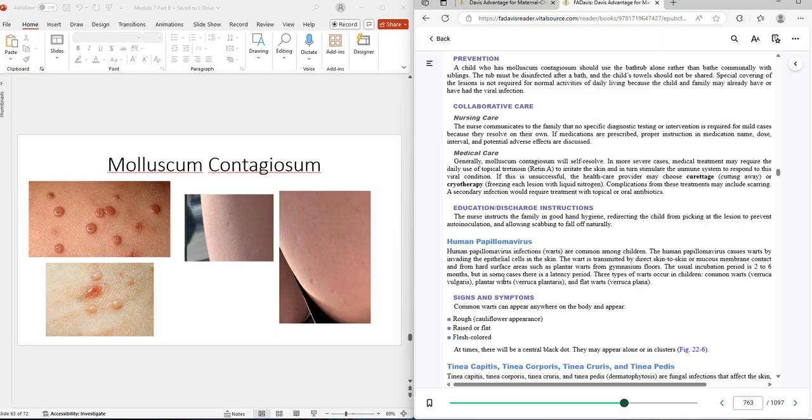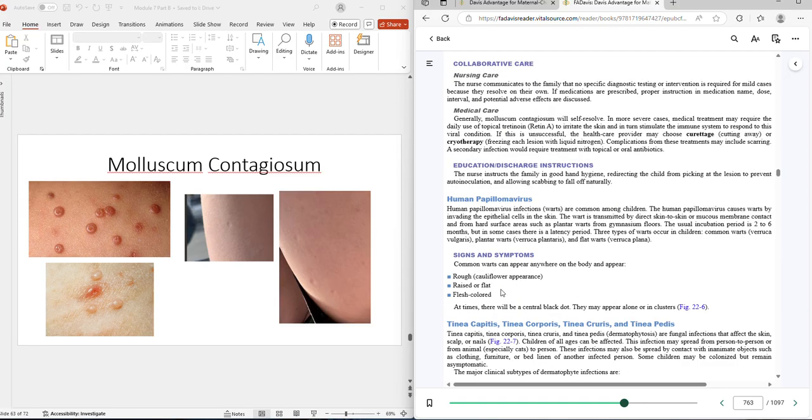HPV, this is human papillomavirus, warts among children, contact with hard surfaces, plantar warts, anything like that. They look like a cauliflower, they're raised, they're flesh colored.